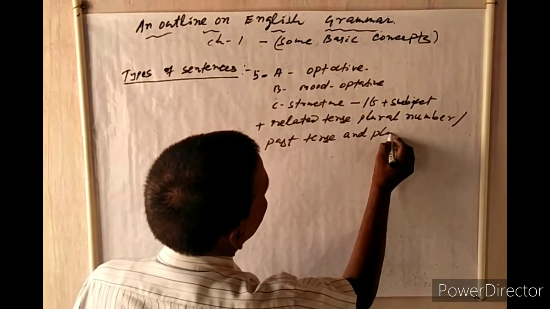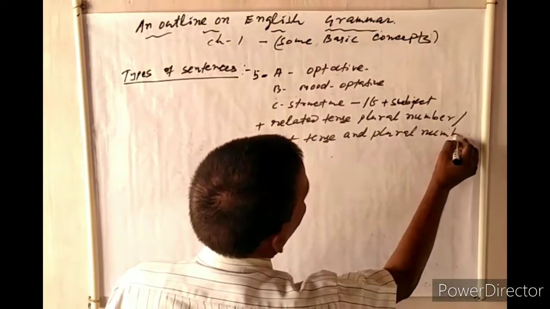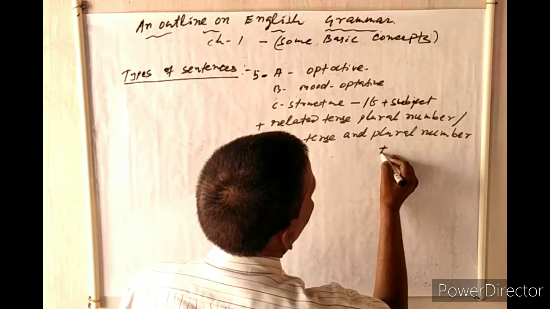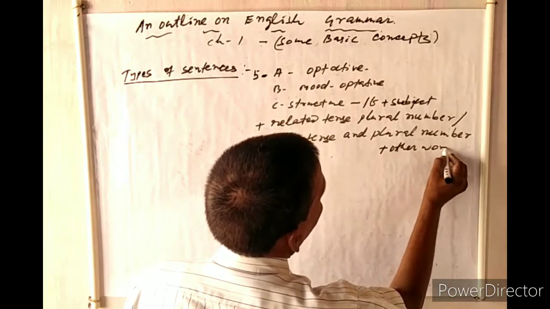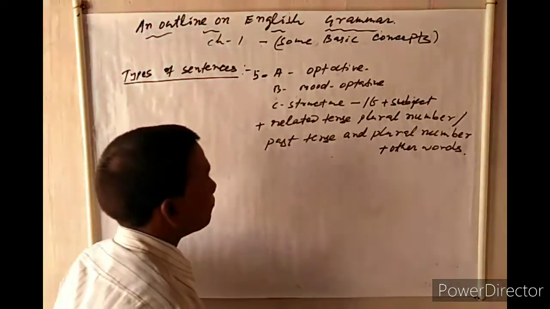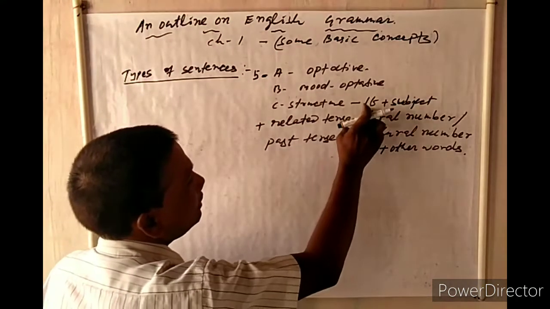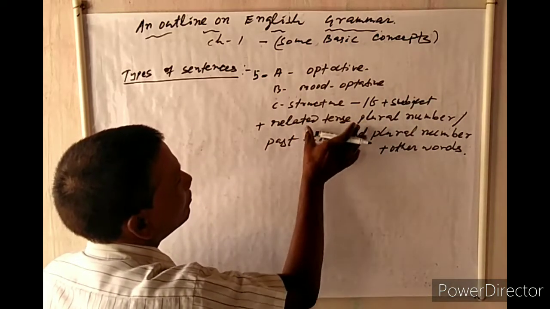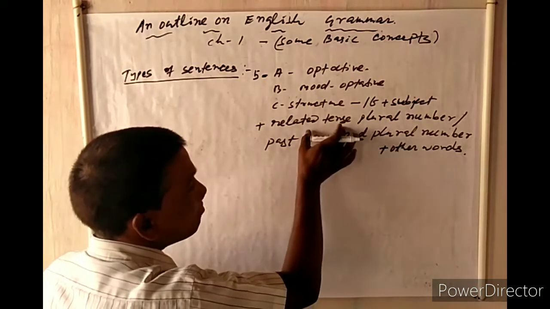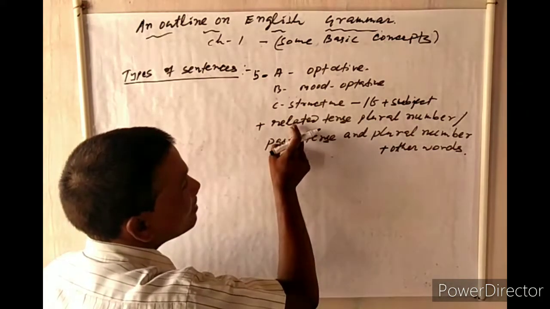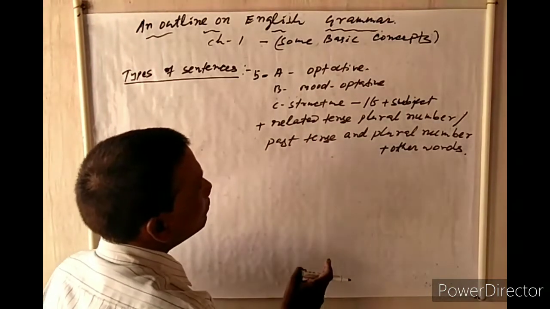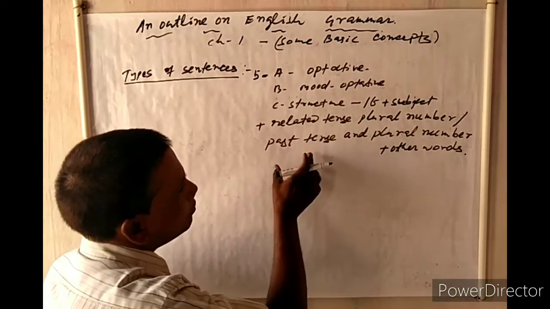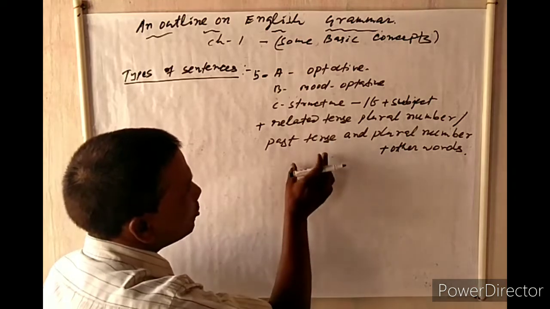If the train were coming, past tense plural number. What I mentioned here, related tense, that is, the plural number of the related tense or past tense and plural number plus other words. So you may realize one thing from this structure.